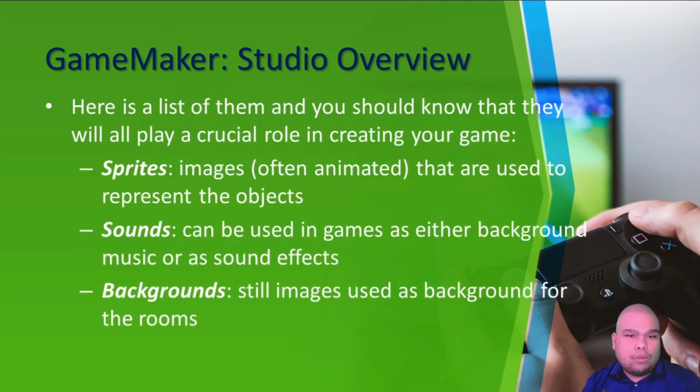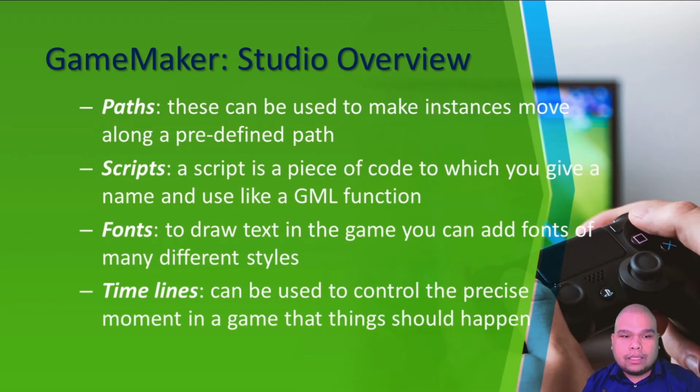Now, we'll be proceeding with the list of items that you need to familiarize yourself with in order to create games efficiently in GameMaker Studio. So what are these? Sprites. Sprites are images, often animated, that are used to represent the objects. Sound can be used in games as either background music or sound effects. Backgrounds. Still images used as a background for the rooms. Paths. This can be used to make instances move along a predefined path. Basically, we'll be using this to animate your objects.